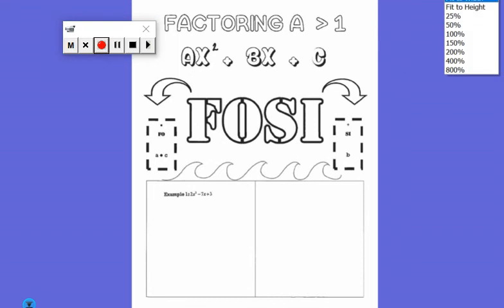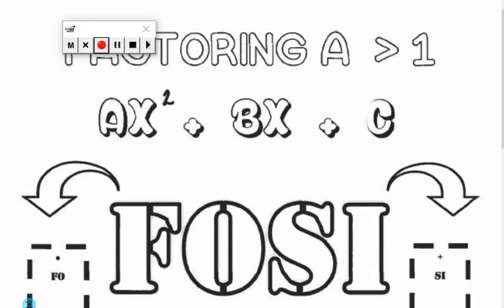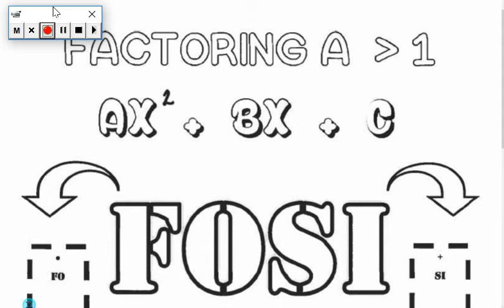Today what we are talking about is factoring if our a is greater than 1. So really what that means is that this number right here, this a, is bigger than 1. So if we have a 2, a 3, a 4, a 5, a 6, 7, 8, 9, 10, etc., how do I do it?